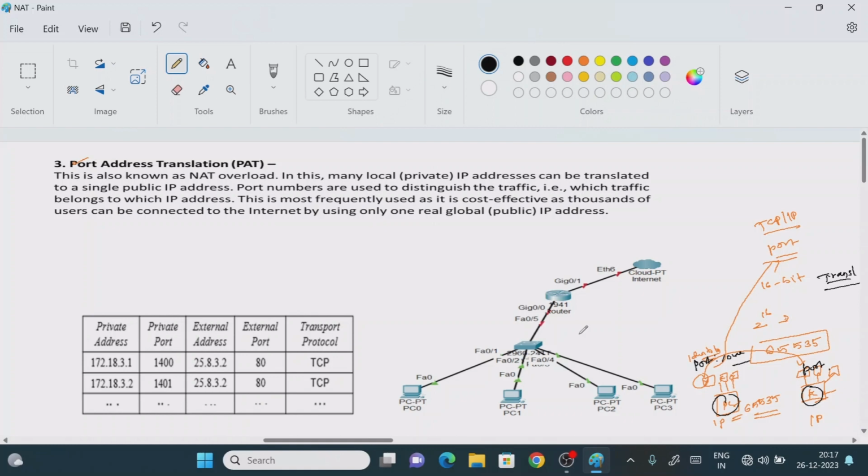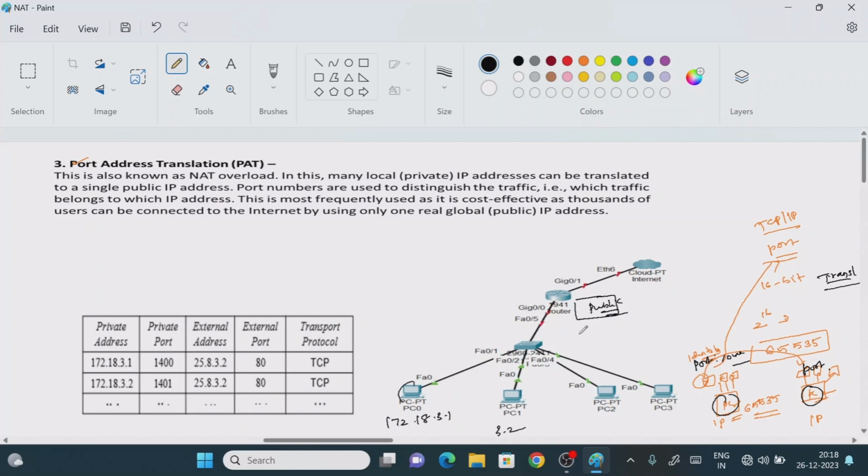Now see what will happen. In the previous case, we had some public IP addresses, and based on that we performed the mapping operation, right? Now here we don't require multiple public IP addresses to be used. One public IP address is much more than sufficient. How? Suppose, for example, this is my machine, 172.18.3.1, right? And this machine is something like 3.2.